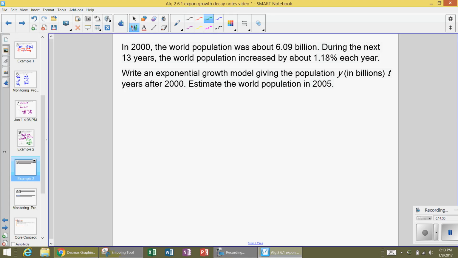Okay, slide 9. In 2000, the world population was about 6.09 billion. During each of the 13 years, the world population increased by about 1.18% each year. Write an exponential growth model. So they're telling us it's growth, which is good. We need to know that this is growth.